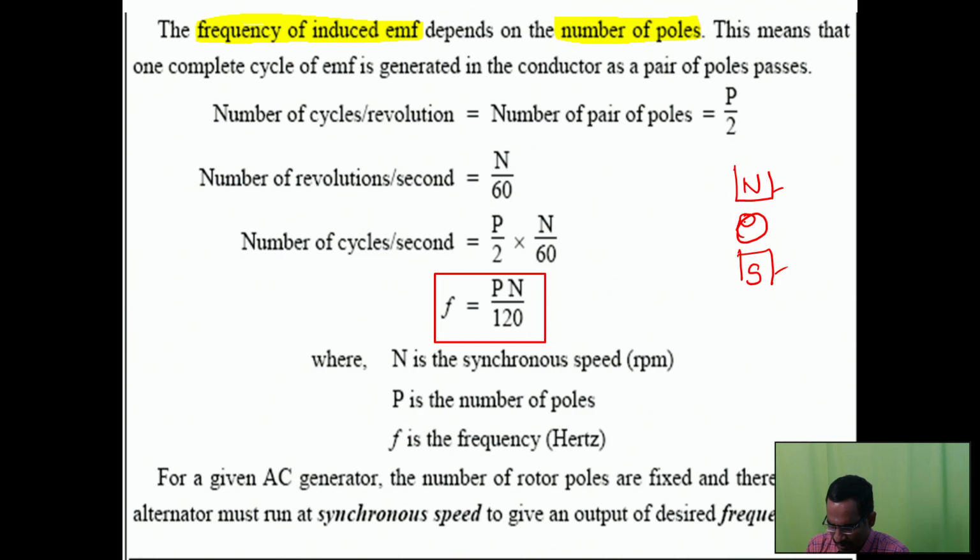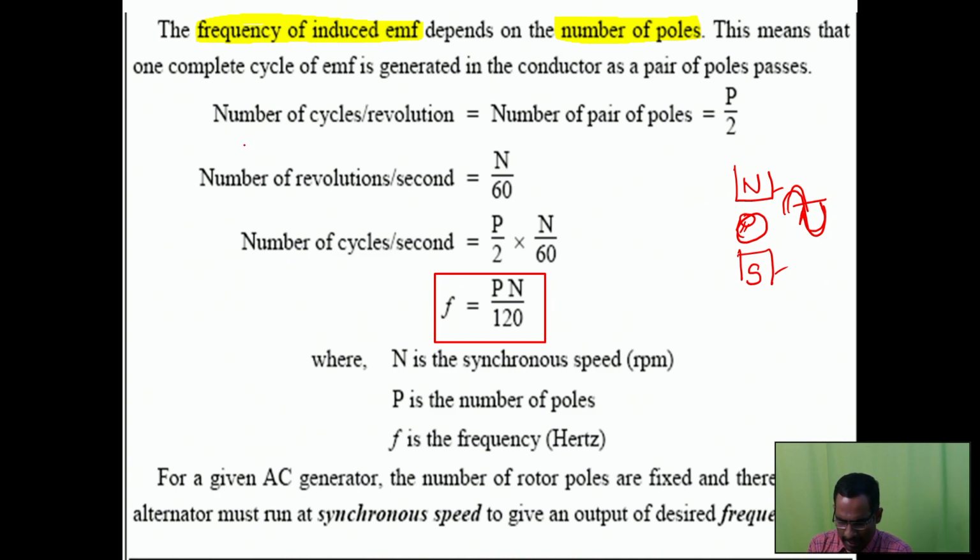If I am placing a conductor here, once the conductor comes across the north pole, the EMF induced in the conductor is in this direction. The same conductor, by the rotation, if it comes under the south pole, the direction of the induced EMF will differ in the conductor. So here I am getting a sine wave. A pair of poles is responsible for creating a single sine waveform.